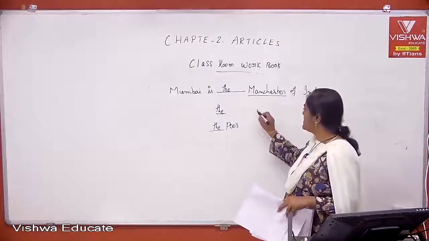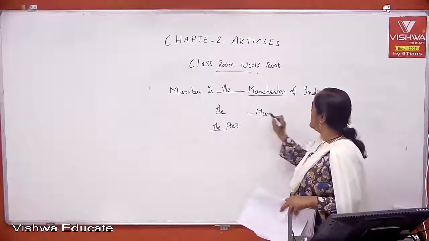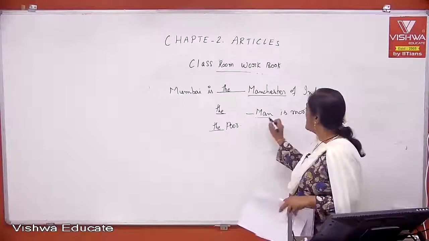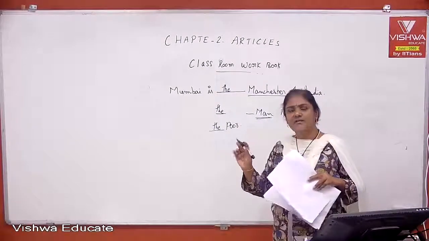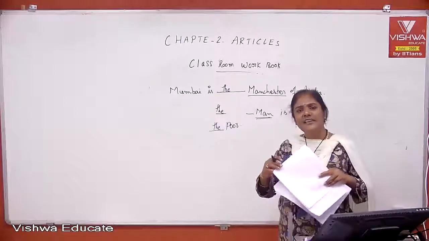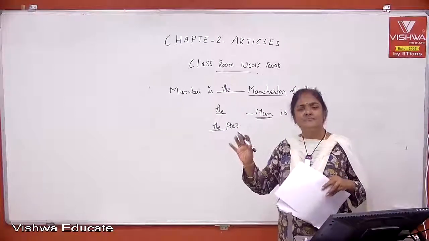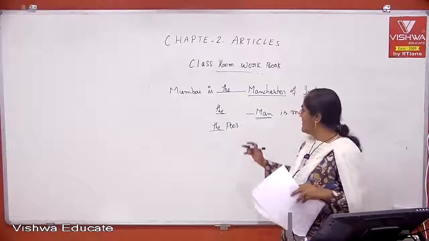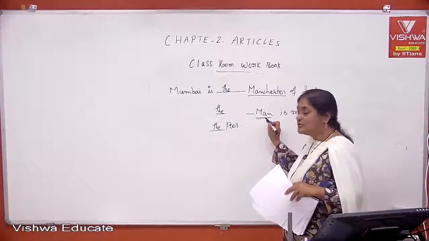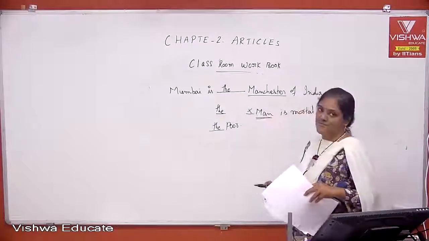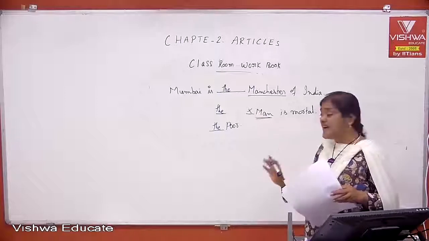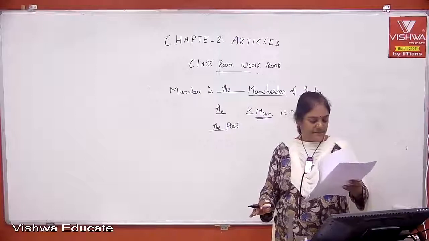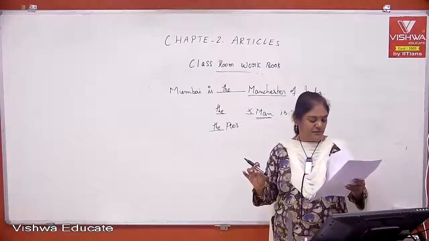Then, man is mortal. Look at my dears, we are not talking about one man. We're not talking about any single person. We are taking it in general. Who is man? Every human being we're talking about. Then it is generalized. No article comes before it. So simply we have to say, man is mortal. That's all.